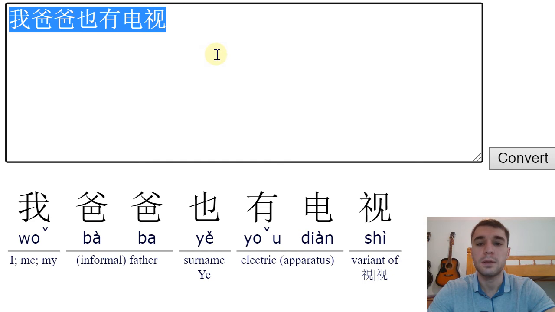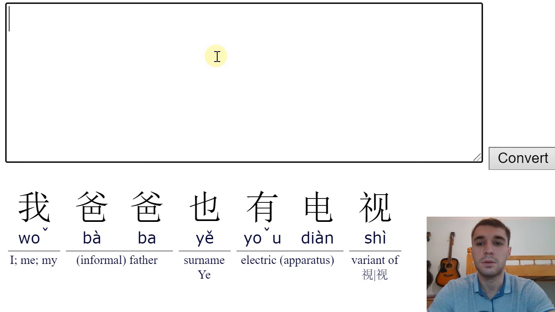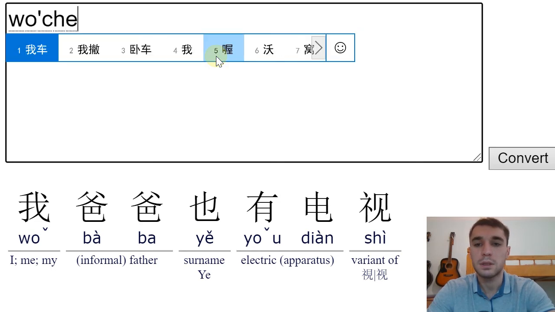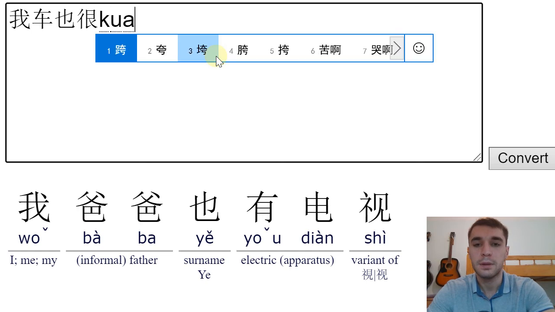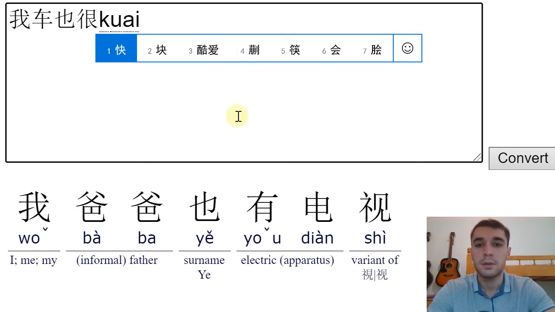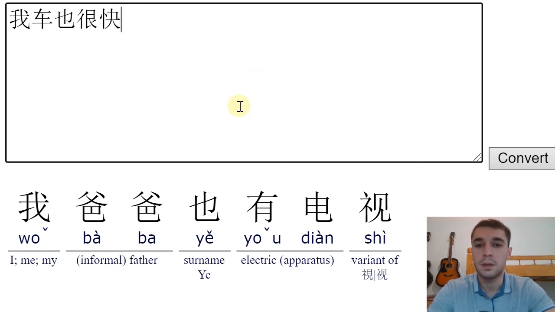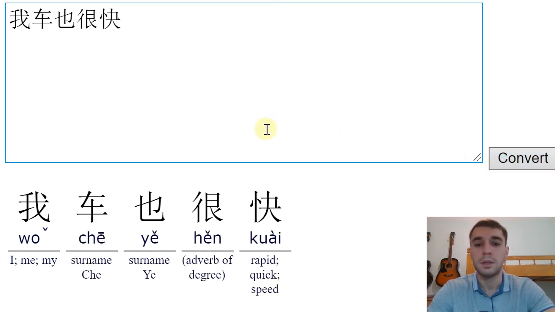Okay, now the last sentence. Say for me that my car is also fast. My car is fast too. How to say? 我车也很快. Sorry if I make some mistakes in English. Okay, 我车也很快.